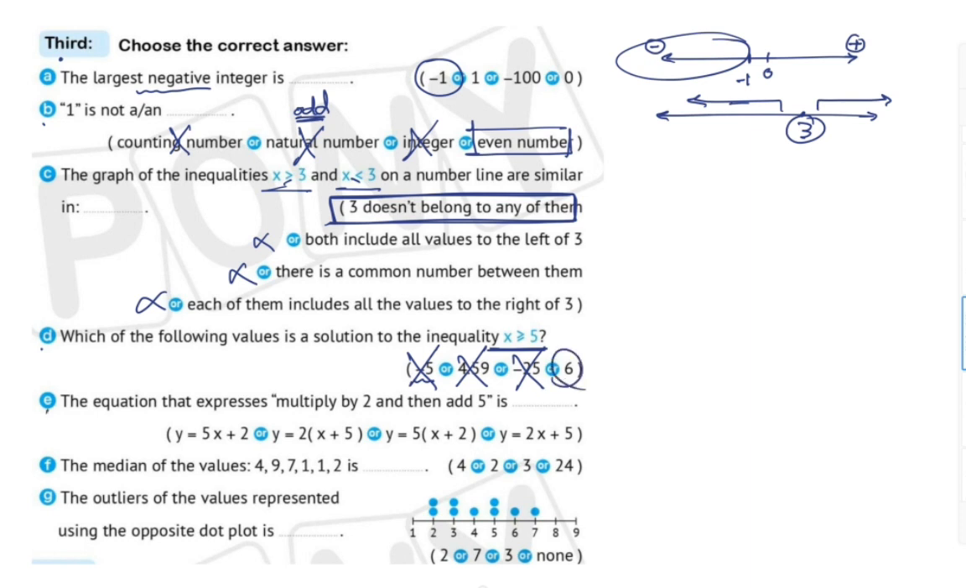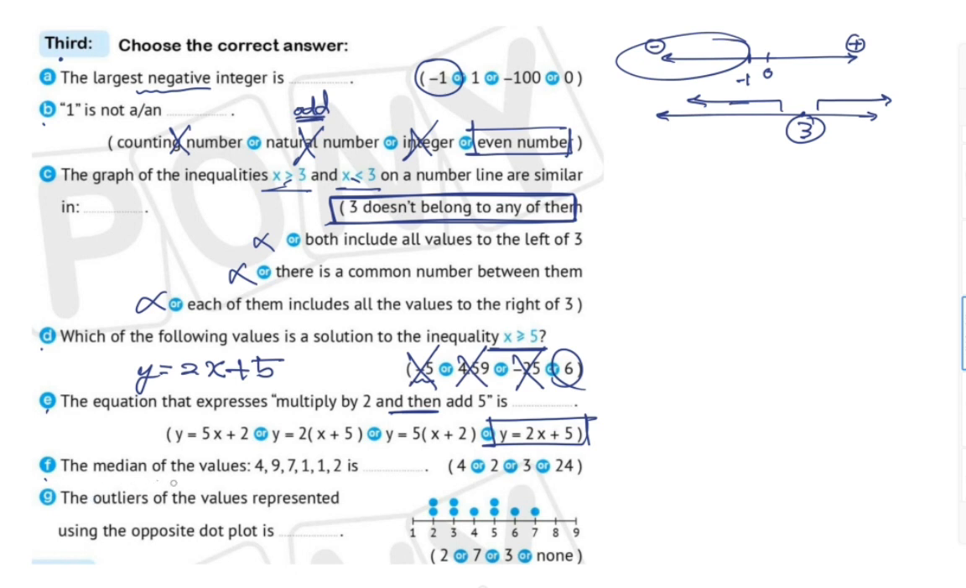Point E. The equation that expresses multiply by 2 and then add 5. Okay, now we have y and x. So he used y as the dependent variable. Multiply x by 2, 2x. Then add 5. That's it. y equals 2x plus 5.